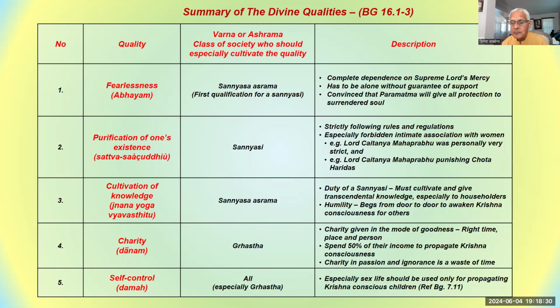Yes, Mataji. Fifth, self-control, that is dhamma. All, especially grihasta. Especially sex life should be used only for propagating Krishna conscious children. Reference Bhagavatam 7.11. This we have already heard or read in 7.11, that sex should not be for self-enjoyment between husband and wife. It should be for propagation, for producing a child who is Krishna conscious, and it should not be for self-sense gratification. And it should be regulated, not for self-enjoyment. So this is called dhamma or self-control.